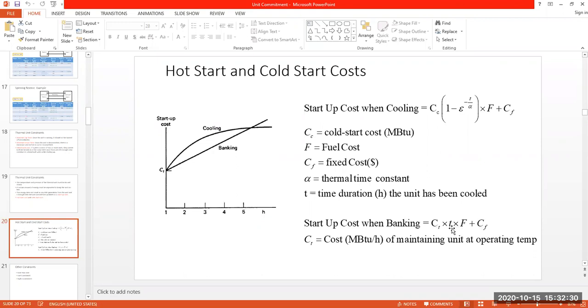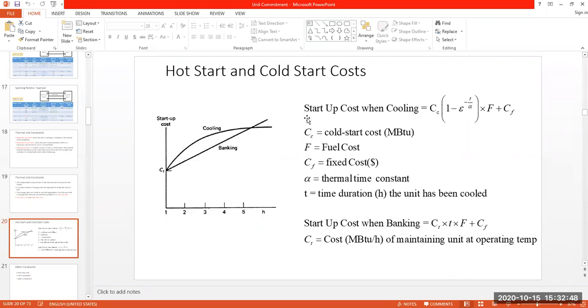So you have the fuel cost, and you have the time span, in the y-axis, during which you are keeping your boiler unit at some specific temperature, and CT is the cost of maintaining the unit at that operating temperature.